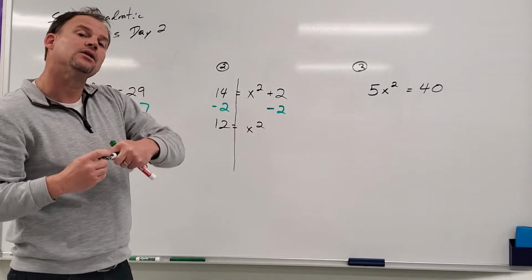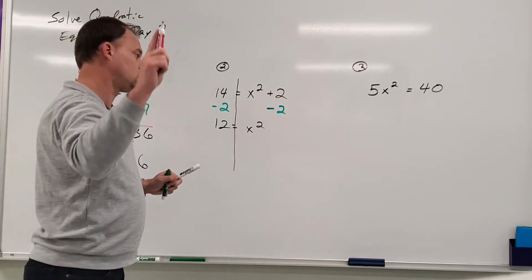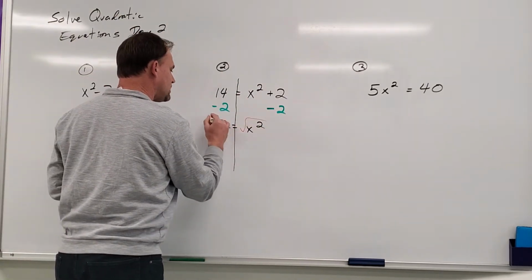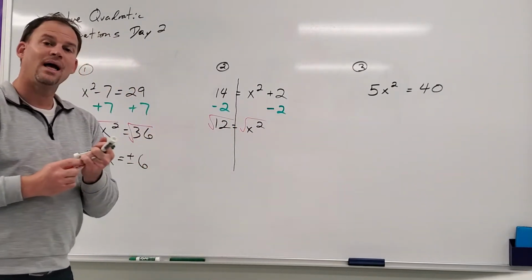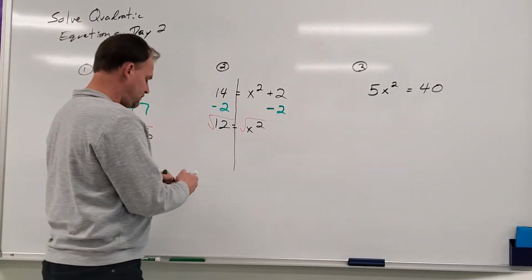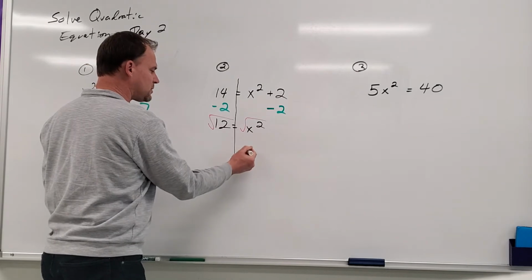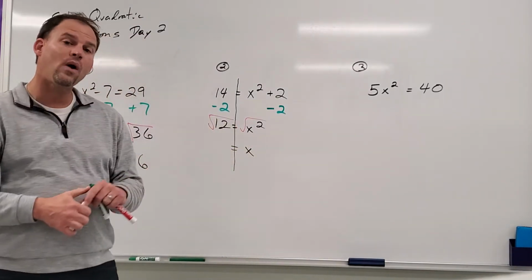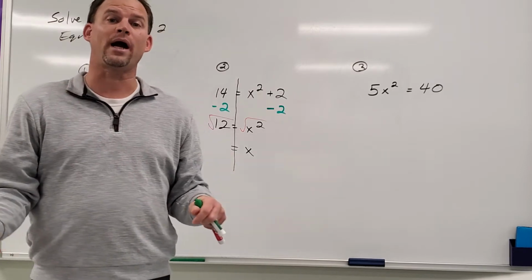Now, what am I going to do to both sides of the equation? Hopefully you see this and you recognize when we're going to do x squared. So, square root and squared, opposites, they undo each other, just plain x. 12. Is 12 a perfect square?